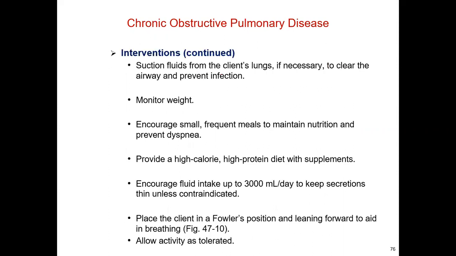Next, suction fluid from the client's lungs, monitor body weight, and encourage small, frequent meals to maintain nutrition and prevent dyspnea. Provide a high calorie, high protein, but low carbohydrate diet. Encourage fluid intake up to 3 liters or 3000 milliliters per day. Place the client in a forward position and allow activity as tolerated.